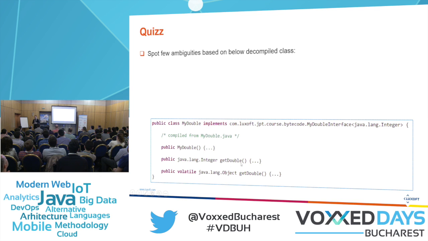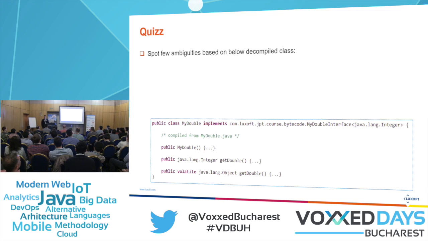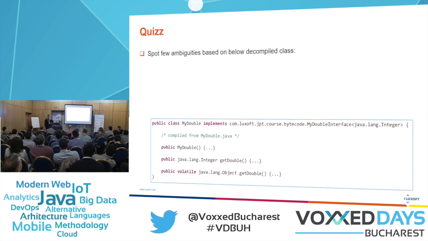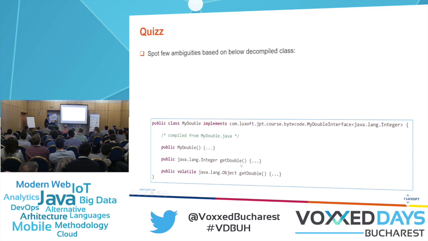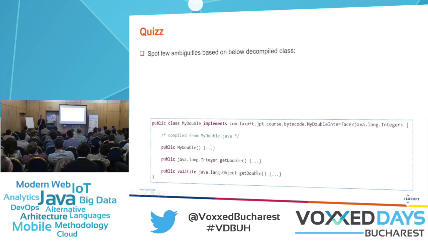Can you please spot a few ambiguities in the code? What's wrong with this? Because if we are going to compile it back, it doesn't work, for sure. How is that possible? What are the first spots you can see? Yes. So we have the same method declared twice. This is one, very good. The other? Volatile, very good. Yes, I'll explain why we have volatile.